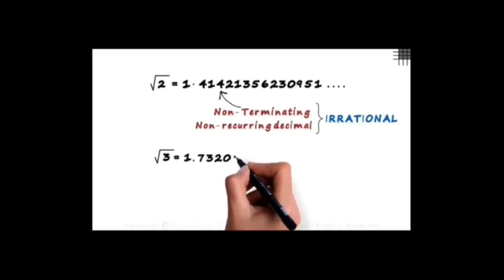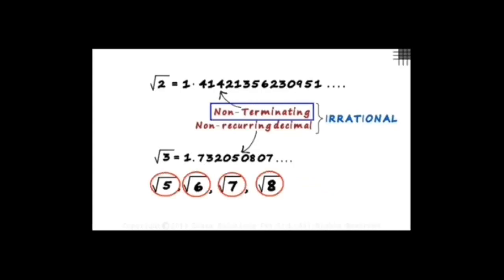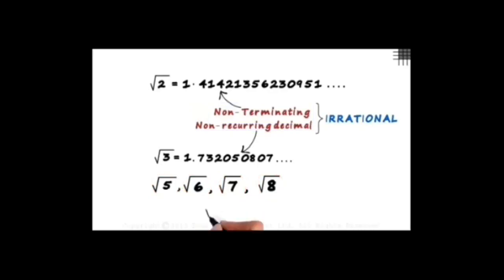Now consider root 3. You will get its value as 1.732050807 and so on. Even this decimal is non-terminating and non-recurring. So root 3 is also an irrational number. Similarly, root 5, root 6, root 7, root 8 are irrational numbers, because they are also non-terminating and non-recurring.